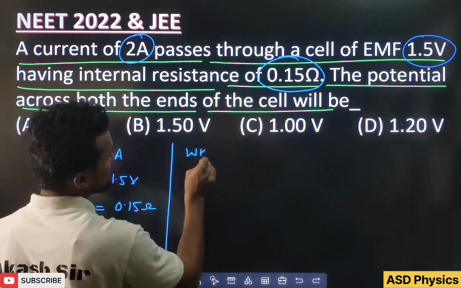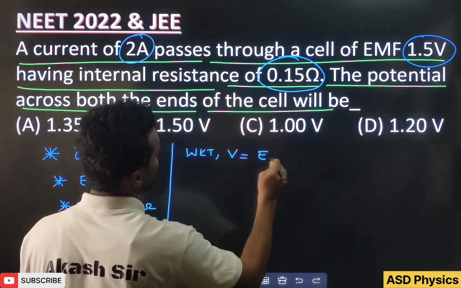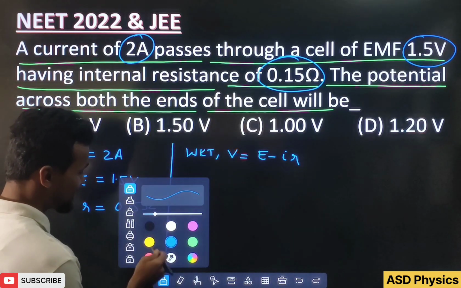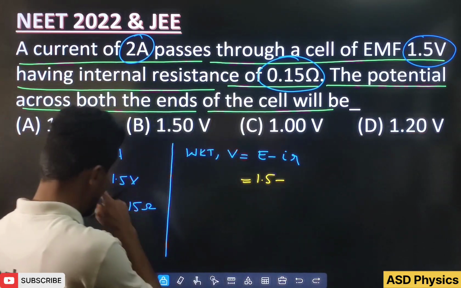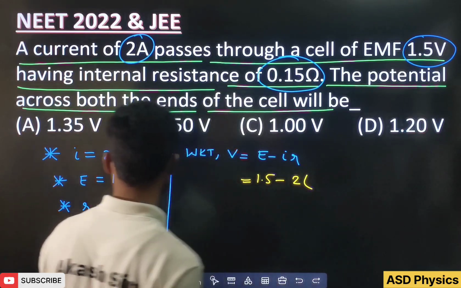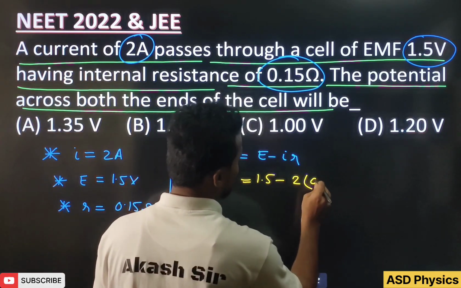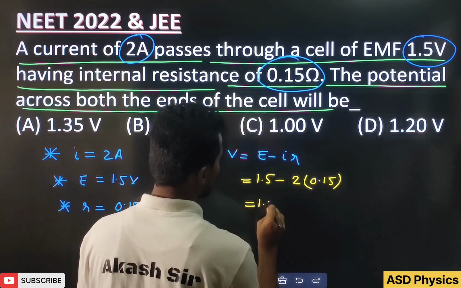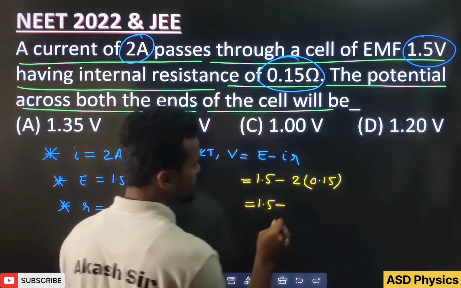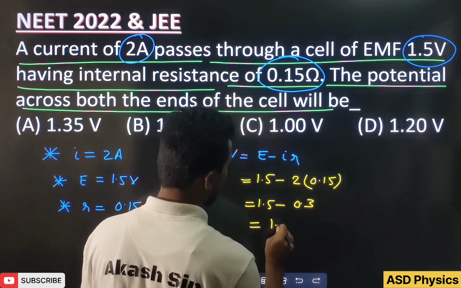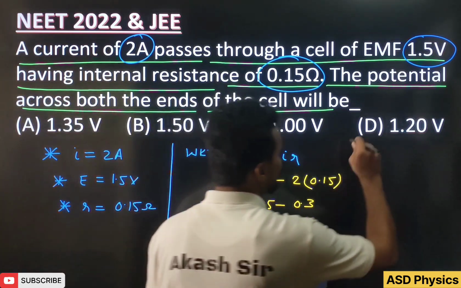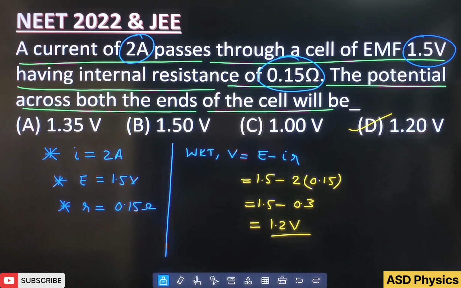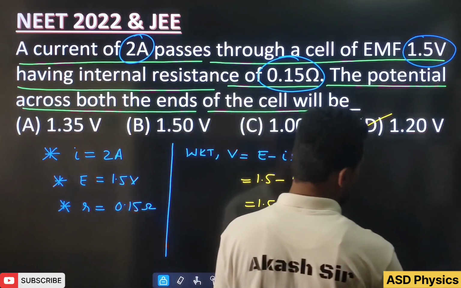So students, you know very well, discharging situation means V equal to E minus IR. Just put the values here. E means 1.5 minus current 2 times resistance 0.15. So 1.5 minus 0.15 into 2, which is 0.3, gives 1.2 volt. So which option is this? 1.2 volt, option D. Great. Now, what I told you, by default discharging.